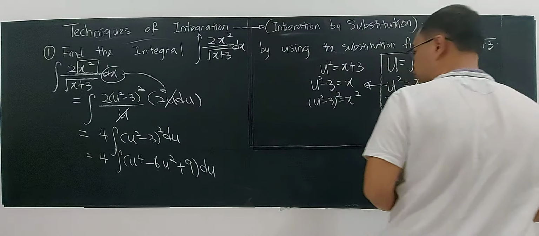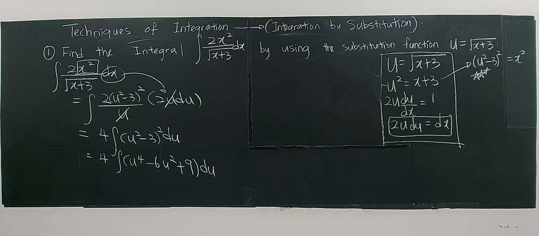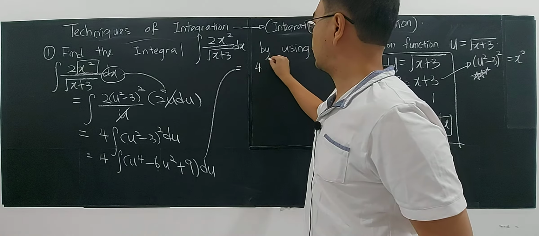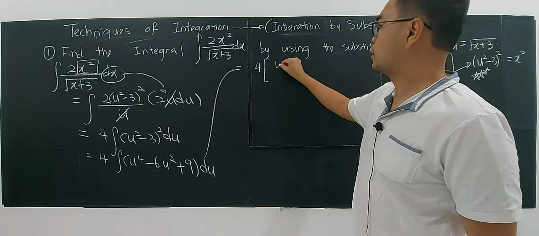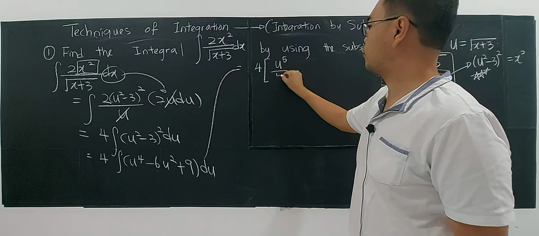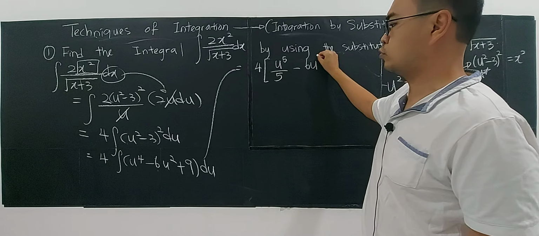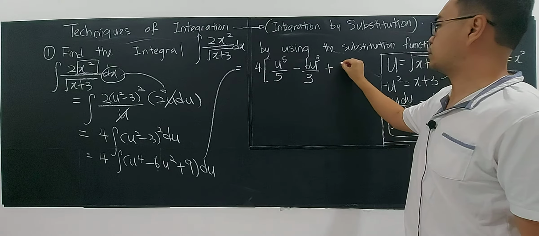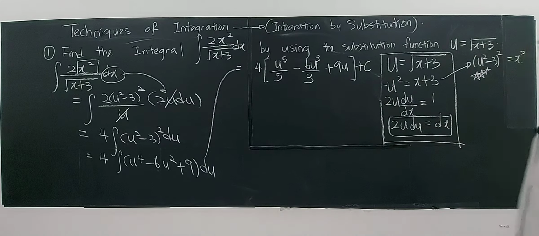So now I'm going to integrate this whole thing. Okay, let's start integrating. You have 4 and integrating u to the power of 4 is u to the power of 5 over 5, minus 6u to the power of 2, 2 plus 1 is 3, over 3, plus 9u plus c.